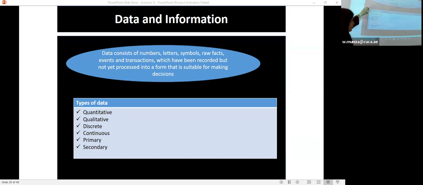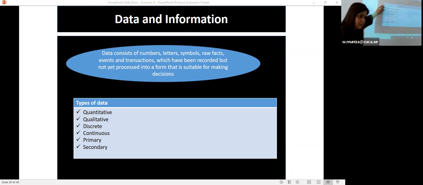Now, what can be the different types of data? Quantitative data is the data which can be expressed in the form of numbers, in some form which can be quantified. Say, for example, kilograms, liters, number of persons, number of days. This is quantitative data.